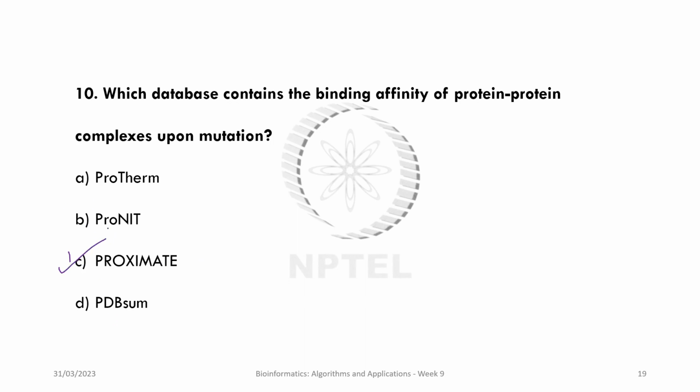Without question, Protherm is for thermodynamic parameters. Pronet was for interaction between proteins and nucleic acids, right? PDBsum we already saw, a pictorial representation of interactions. So Proximate is the database that contains the binding affinity of protein-protein complexes upon mutation.